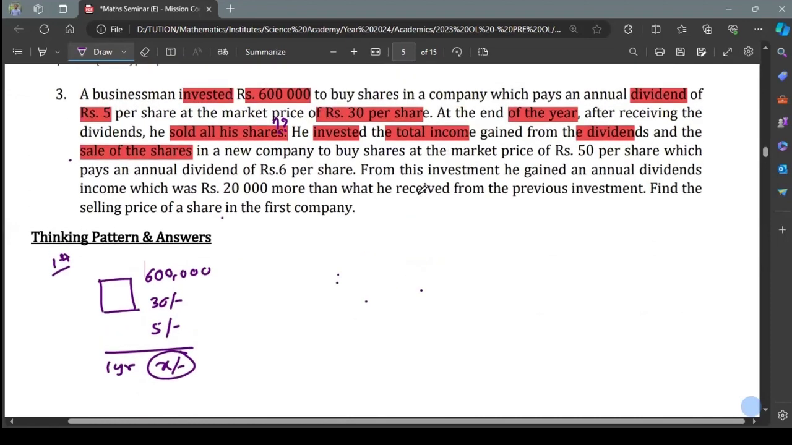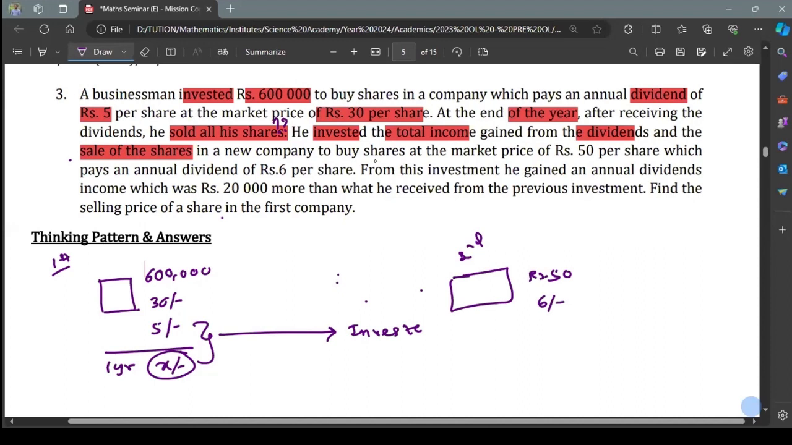Next summary. Next what they say: he invested, after selling the shares and after receiving the dividend income, this total amount in a second company to buy shares which have a 50 rupees per share market price. And it pays 6 rupees annual dividend income.